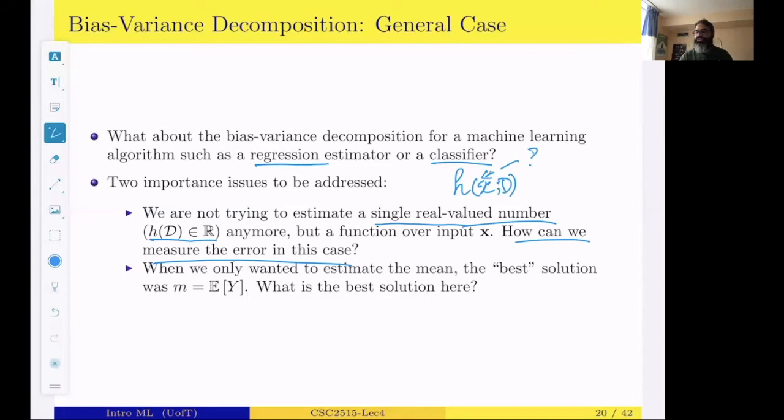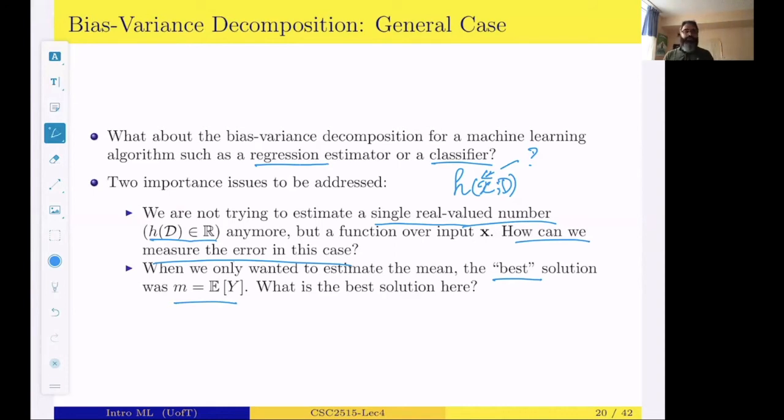So that's one question. The other thing that's important to talk about is what's the concept of best solution? In the case of mean estimator, it was kind of clear. We wanted to estimate mean as accurately as possible. So our ideal was m being expectation of y. So that was the reference point where the error was defined with respect to.